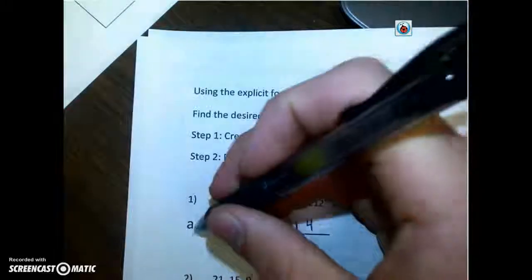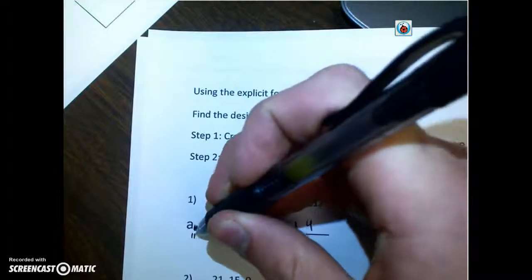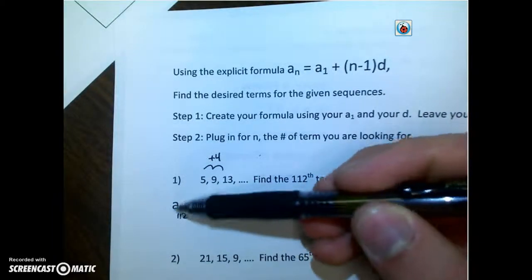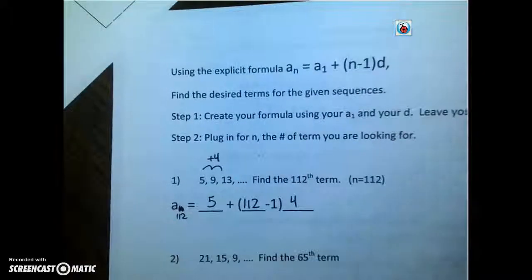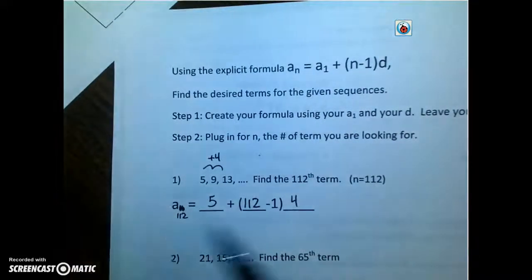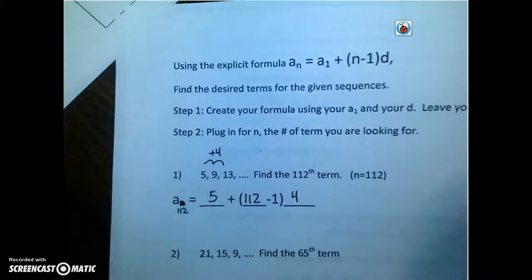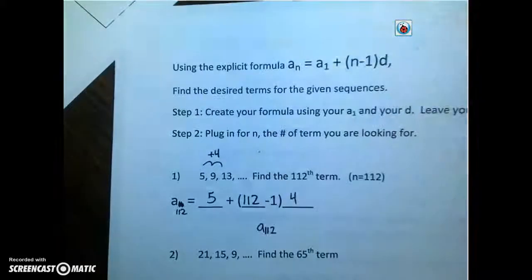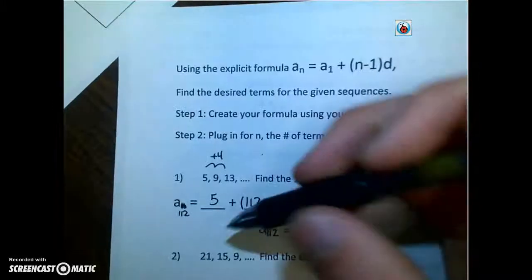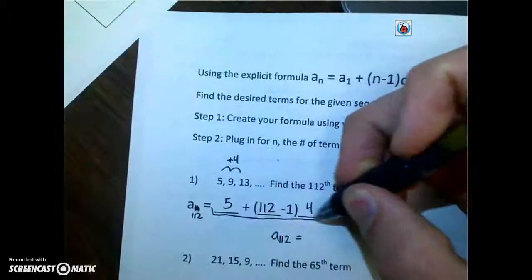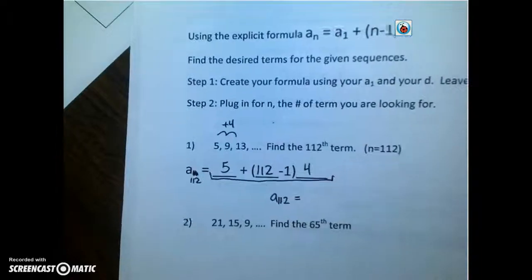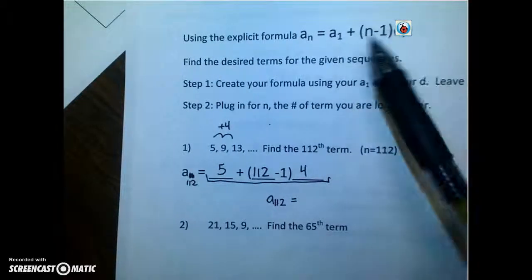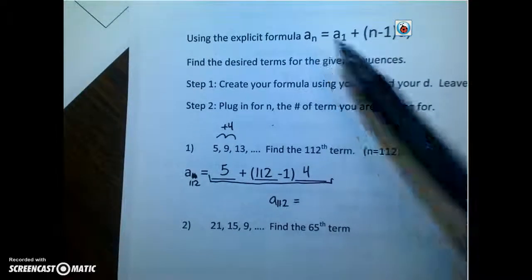Now, I should have left a blank spot here so that you could also fill this in with a 112, because it's saying, hey, what the value of my 112th term is going to be is whatever all this equals out to. So once we calculate this as a final number, you'll have A112 is equal to whatever number you get from simplifying this component. So using different information, you fill in the known values of your formula, solving for your missing value.